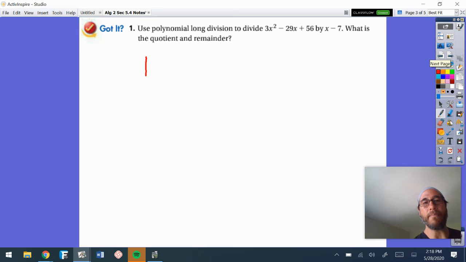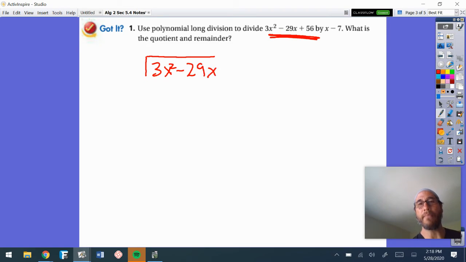So let's set it up. Okay, right? We have that guy right there. Remember, it's called my dividend. That guy goes on the outside. My divisor, what I'm dividing by, goes out here in front. And then I'm going to find the quotient and the remainder.